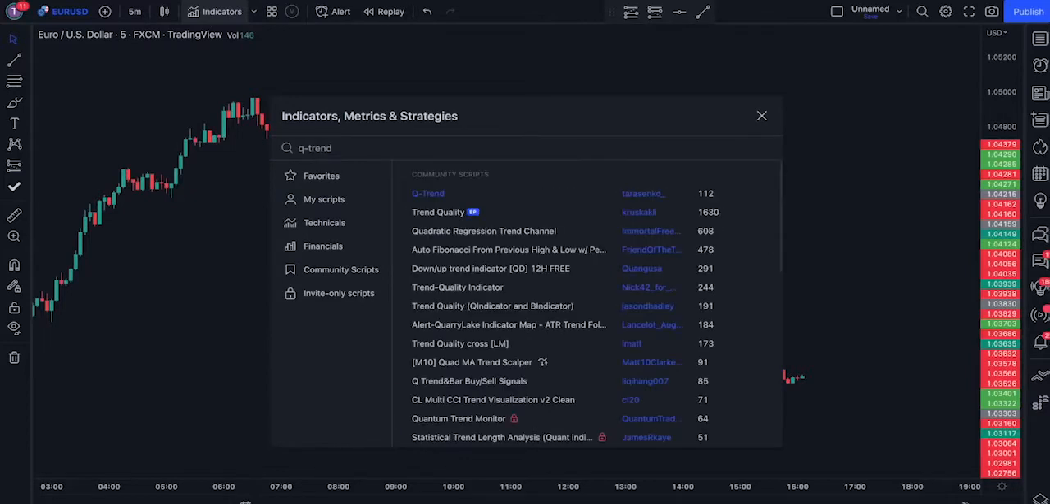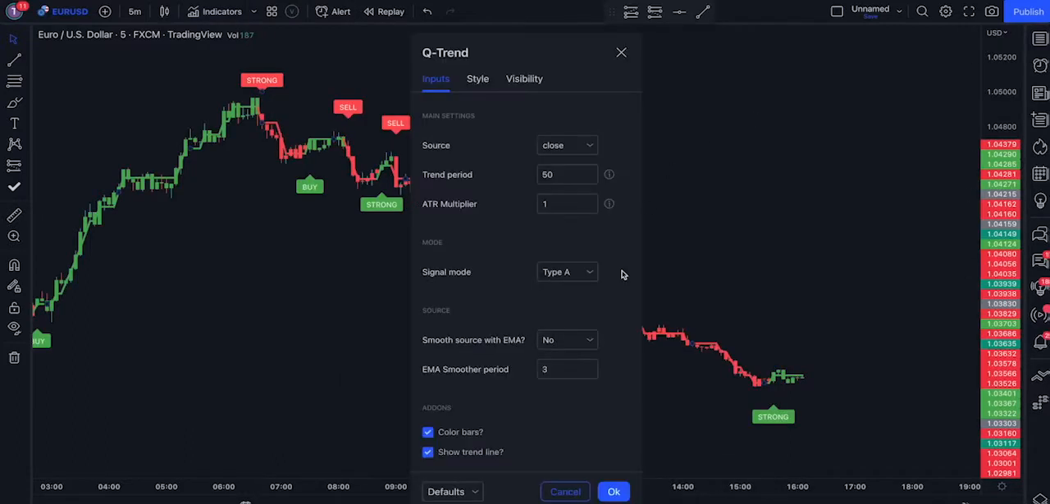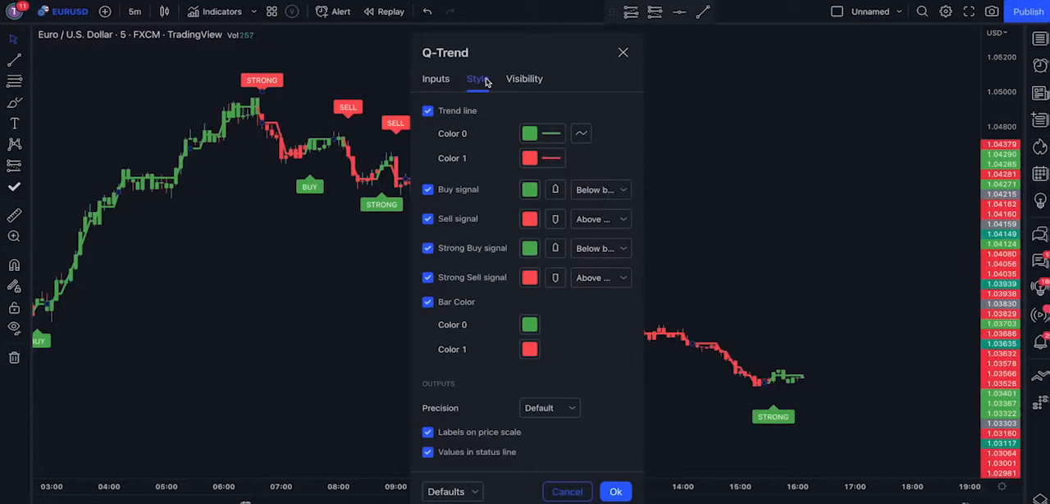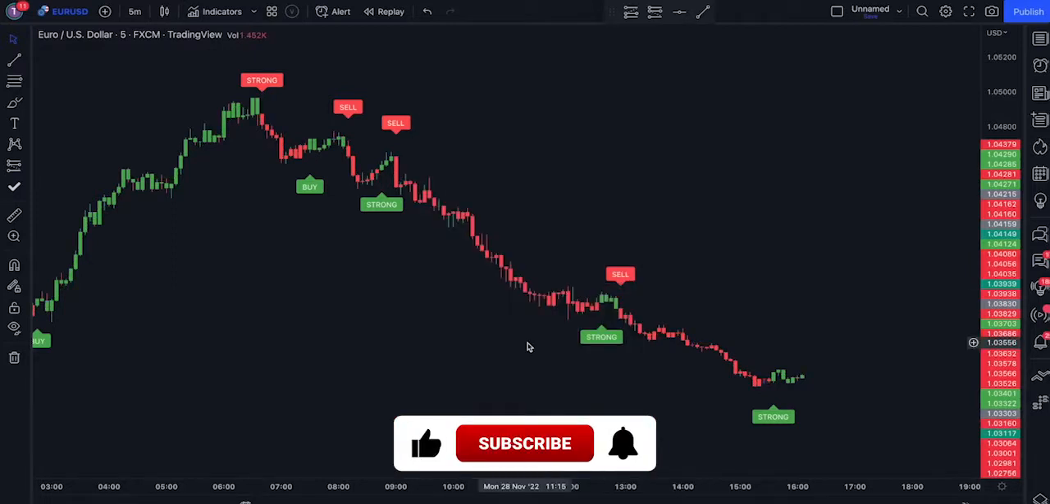For the first indicator, let's search for Q trend. It's gonna be this indicator right here. Access the indicator settings by double clicking on it, and in the style section, disable the trend line. This is going to be our main confirmation indicator. Based on these signals, we're going to be placing buy and sell orders.